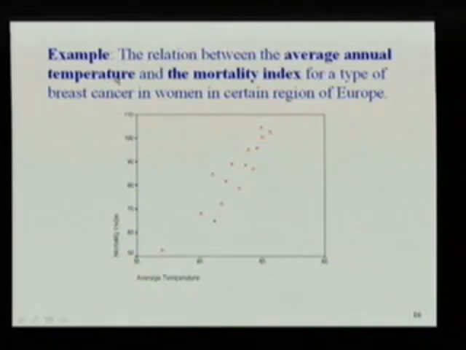Now, you look at this chart. This is actually about mortality index versus average temperature. Okay, I think we saw this. And this trend is what, positive or negative? There's a positive correlation, right? As the average temperature gets higher and higher, the mortality index, this is for breast cancer, gets higher and higher. Does it mean that temperature causes people to have a higher risk of getting breast cancer?